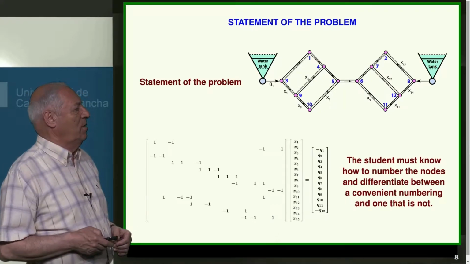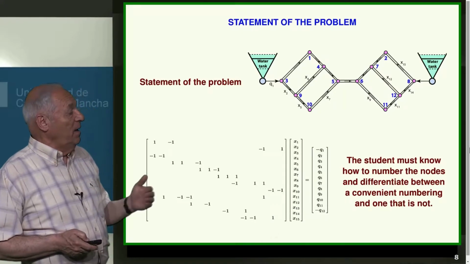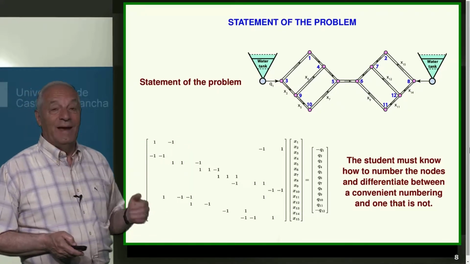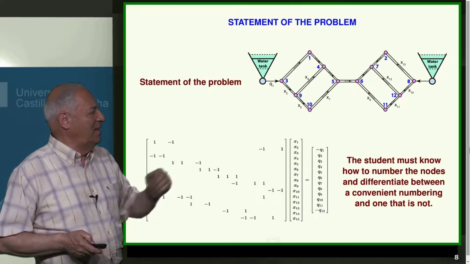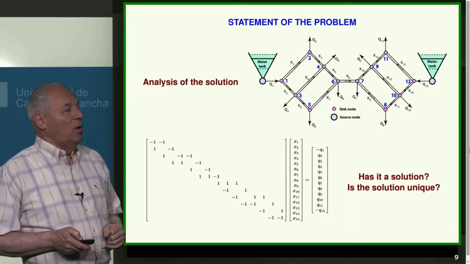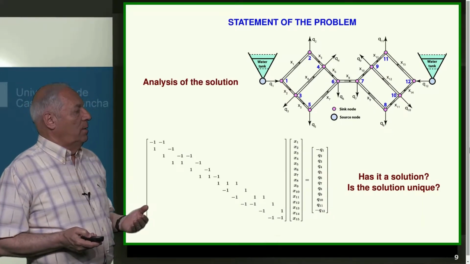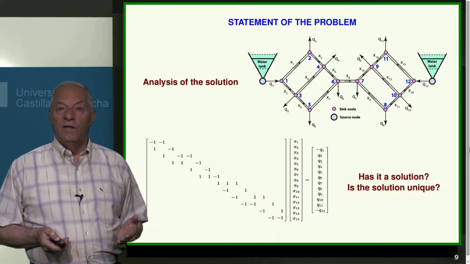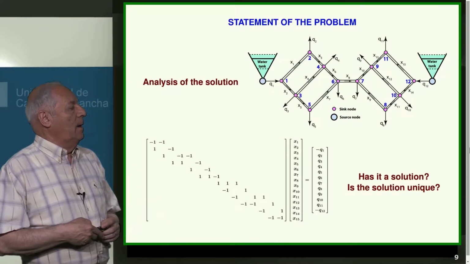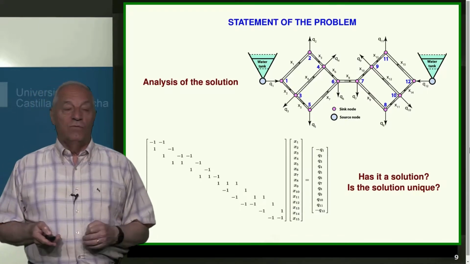Then it is important that you get used to taking care of the node numbering in this kind of problems, because it has a practical importance. So, we have a system of equations in matrix form, that is, a linear system of equations, that is, equalities. This is what appears there, nothing more. So, we can ask ourselves, first, if it has a solution and if the solution is unique.